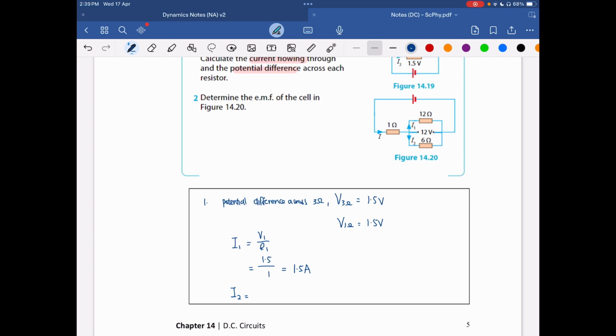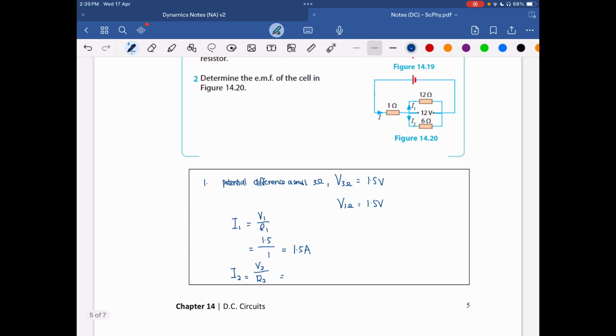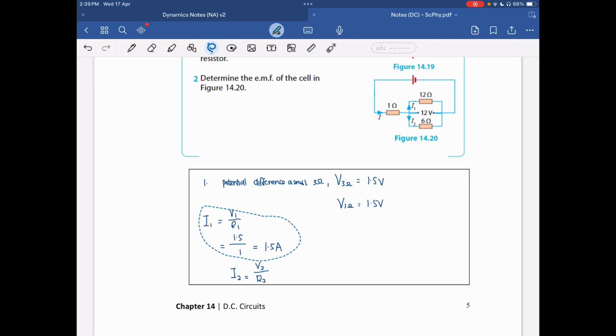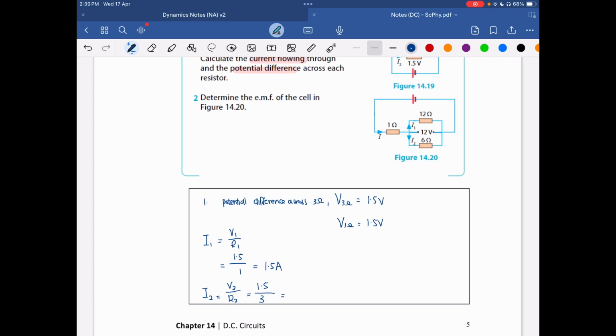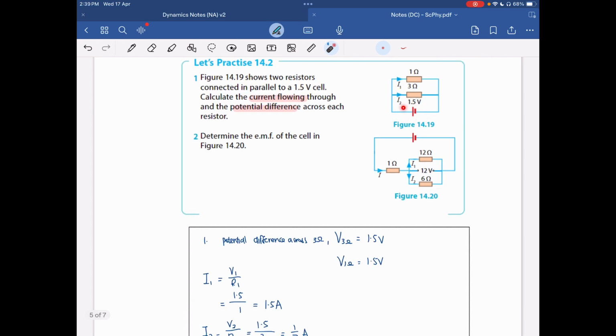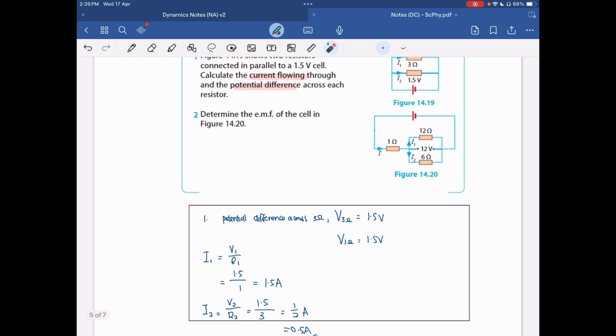I2, V2 over R2. So this is equals to 1.5 volt divided by 3 ohm. So this gives me half ampere, which is 0.5. Okay, so if there's an extension question where they ask what will be the total current flowing through the circuit, right? It will be the sum of these two.